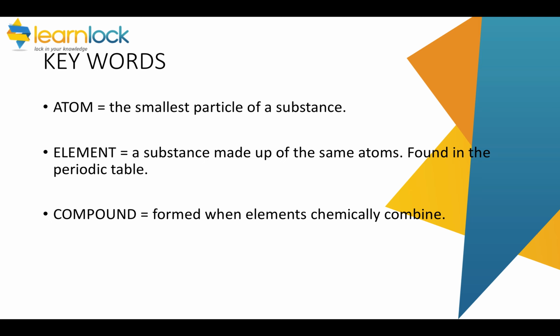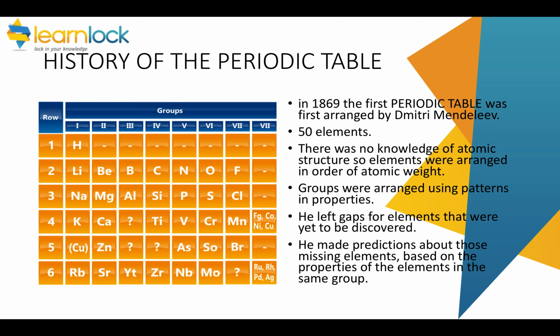First of all, recap of the keywords. An atom is the smallest particle of substance. An element is a substance made up of the same atoms, and these are found in the periodic table. A compound is formed when elements join chemically.